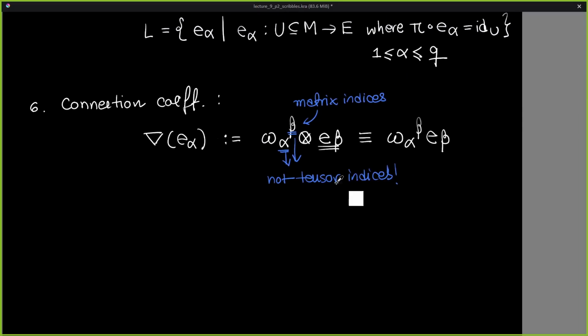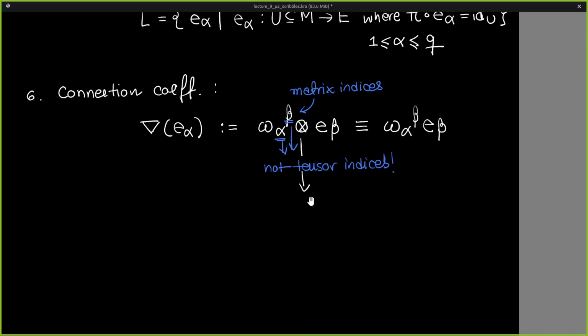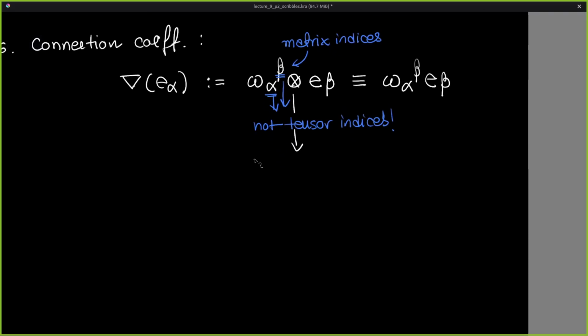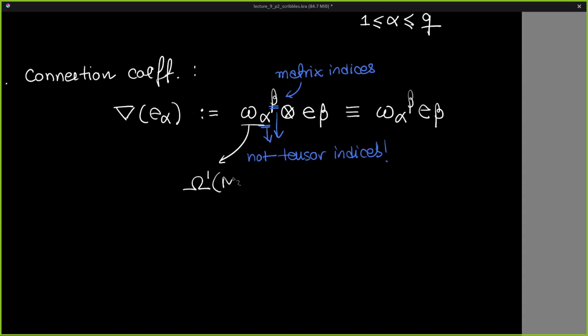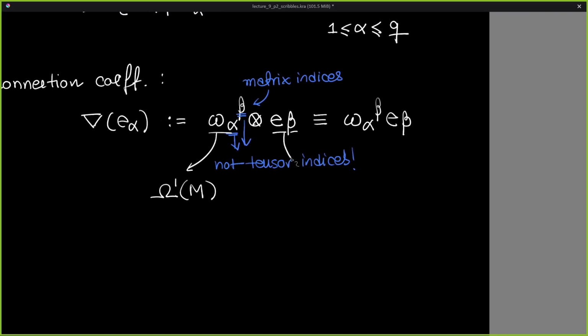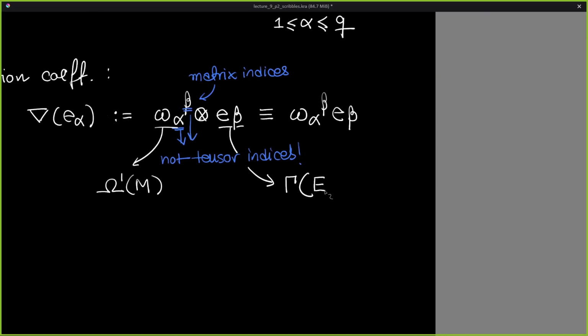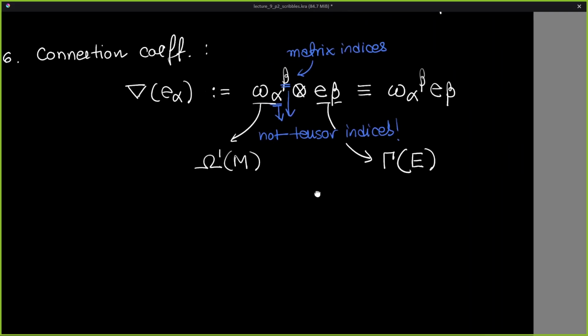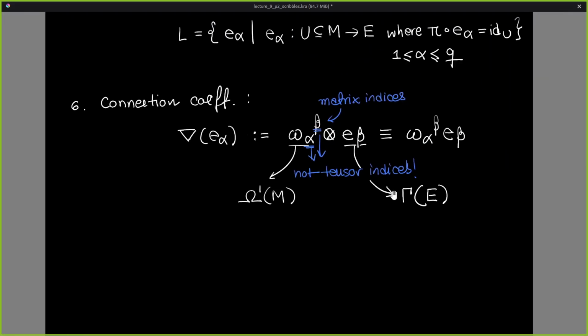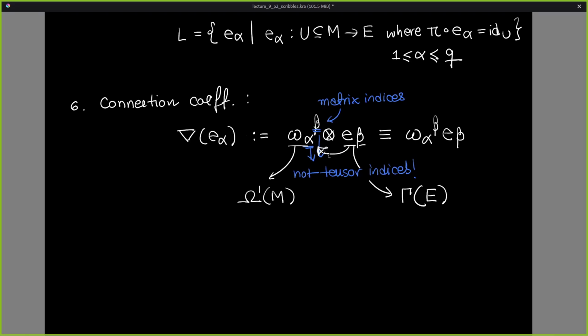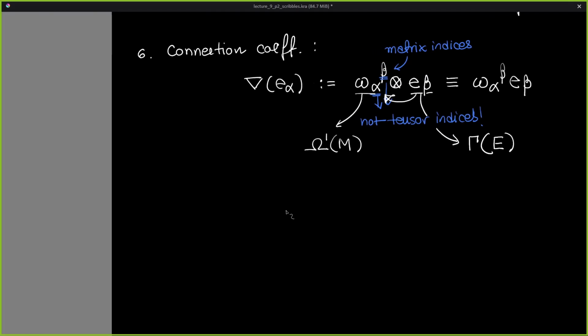And then this is from, right, so you can kind of think of this as the part that's from omega 1 m, right? And then this is the part that's coming from gamma of E. So that's kind of how you can think about it. But then the coefficient of this is kind of being absorbed into that form as its component.